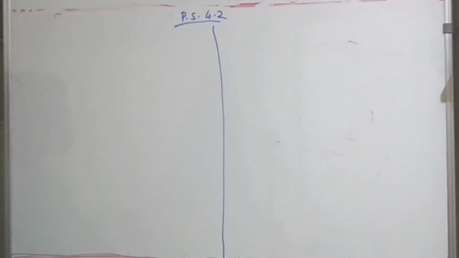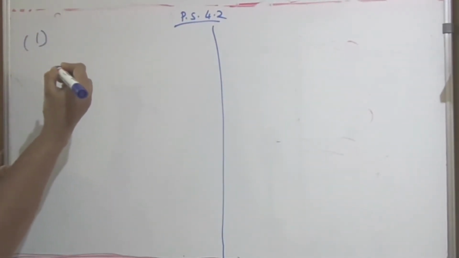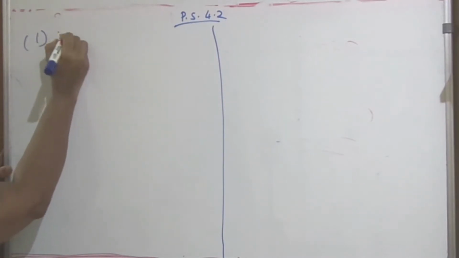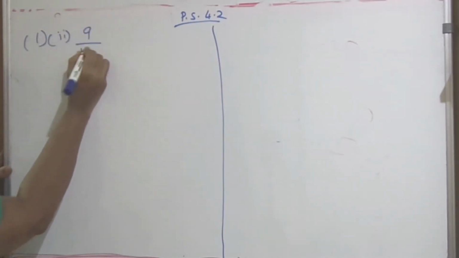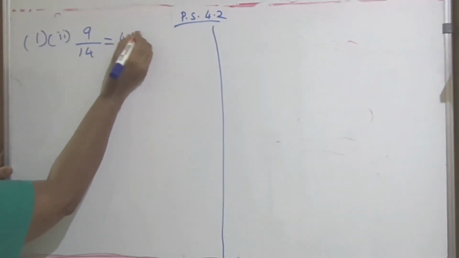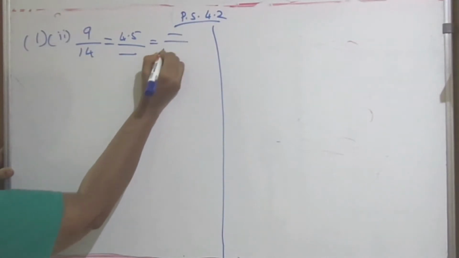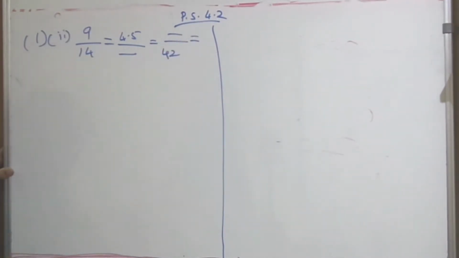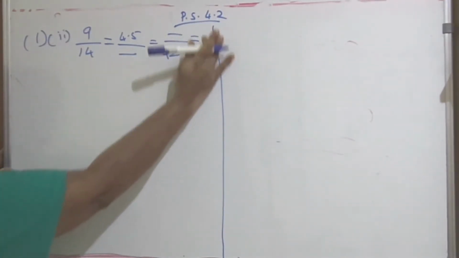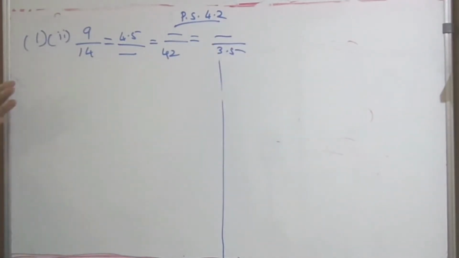Okay, now let's continue with practice set 4.2. Some sums were remaining. Let us start doing with that. Question number 1, the second one. 9 upon 14 is equal to 4.5 upon dash is equal to dash upon 42 is equal to dash upon 3.5. Okay, these are equivalent ratios.